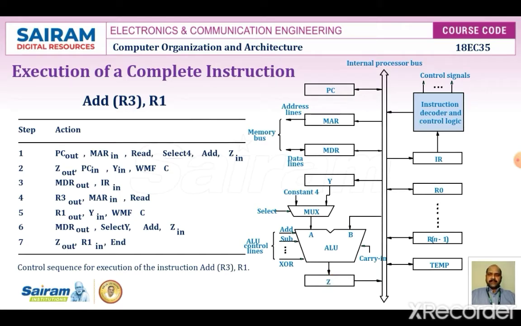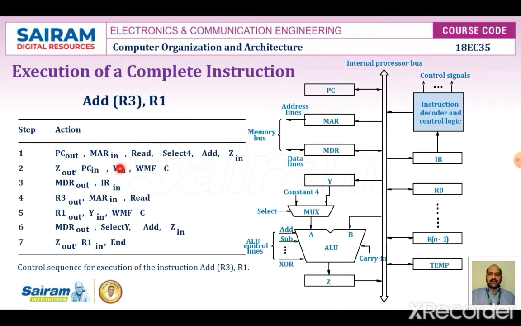In step 2, what happens? The updated value in Z is moved to the program counter, and this completes the program counter increment operation. The program counter now points to the next instruction. So step 2, Z out, gives the information that the operation is over and the program counter has been incremented.